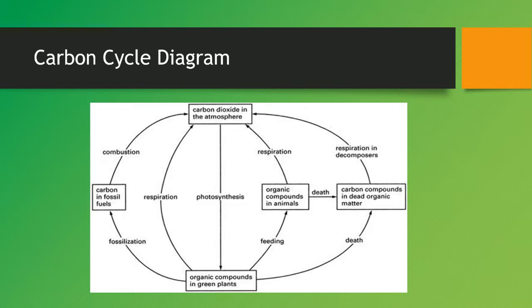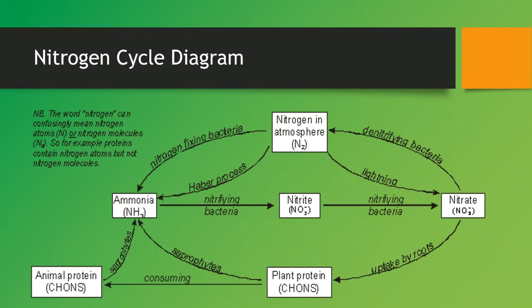Otherwise, these organic compounds in animals or in green plants will die, and this will give carbon compounds in dead organic matter. Then, respiration from decomposers will release carbon dioxide into the atmosphere. Alternatively, fossilization of organic compounds in green plants will mean that there'll be carbon in fossil fuels, and when these are combusted, it will release carbon dioxide into the atmosphere.